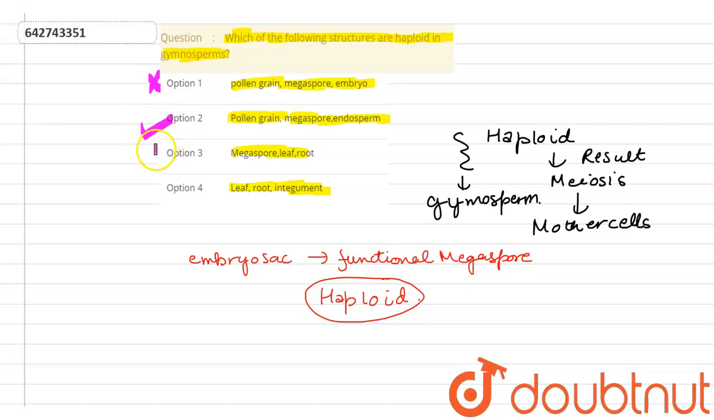Option number 3 says megaspore, leaf root. This is incorrect. Option number 4 says leaf root, integument. This is also incorrect. So, our correct answer is pollen grain, megaspore, and endosperm. The structures that are haploid in gymnosperms are pollen grain, megaspore, and endosperm. So, our correct option is option number 2.